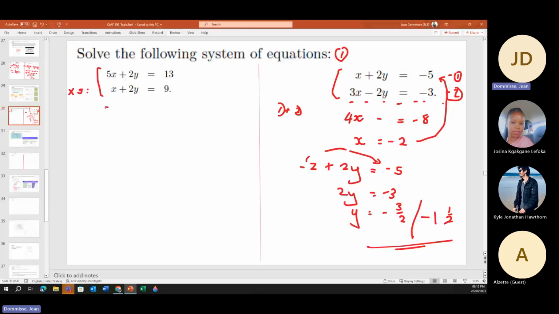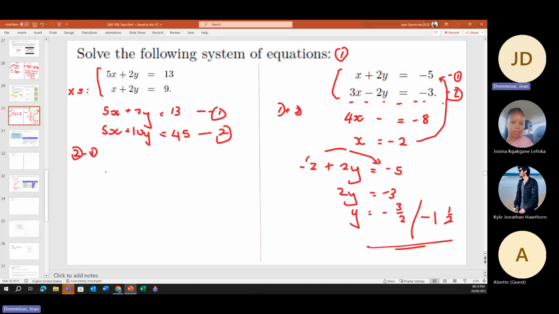So my first one is 5x plus 2y is equal to 13. Then I multiply the second one by 5x, or by 5, sorry. So 5 times that is 10y, and 5 times 9 is 45. And then I say, well, okay, so that is formula 1, formula 2. Let's subtract the first one from the second one.